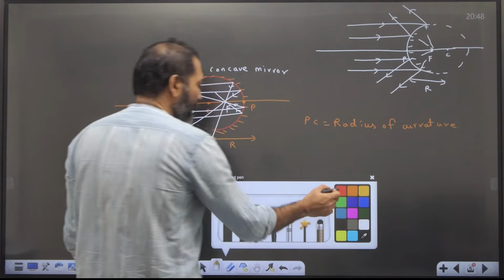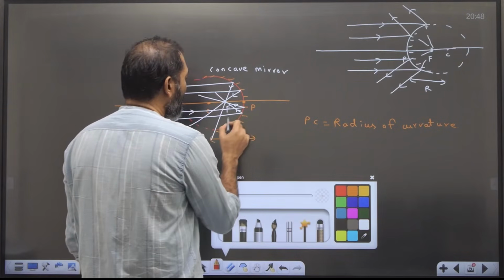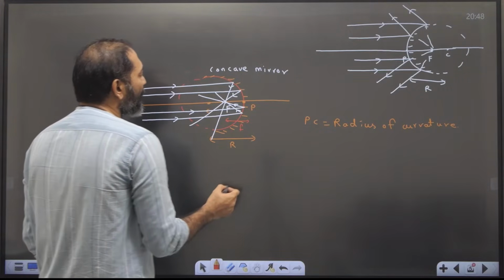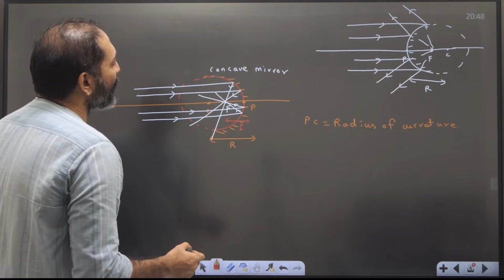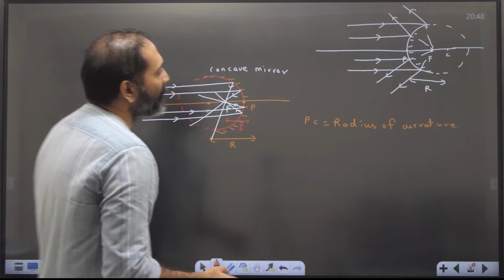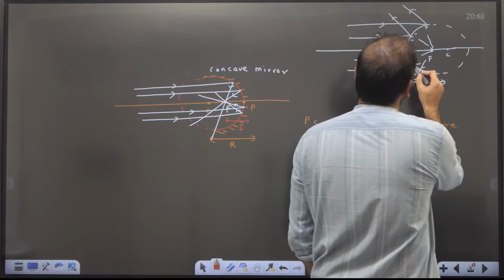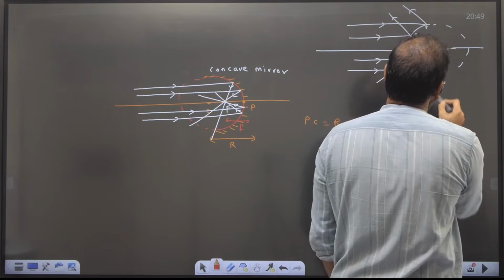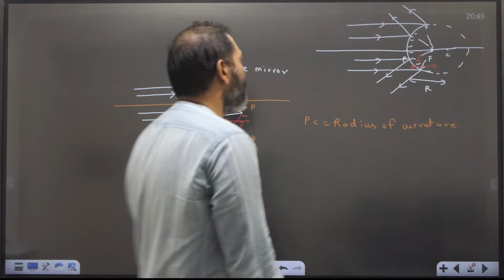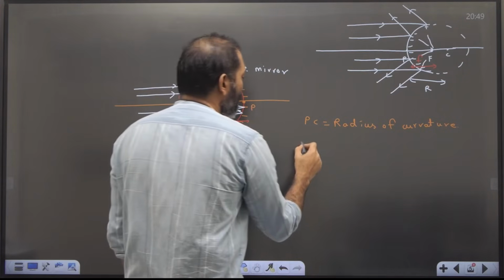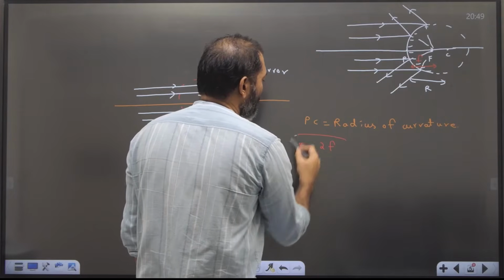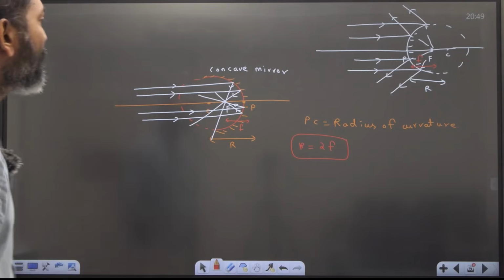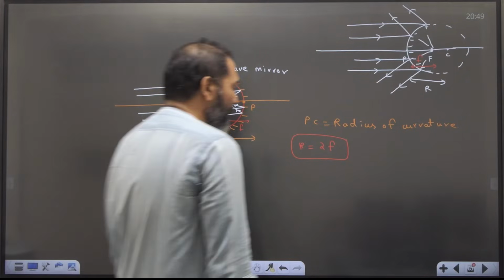Now remember, the distance between pole and principal focus is called the focal length. The distance between pole and center of curvature is the radius of curvature. Here also, the distance between pole and principal focus is the focal length, and the distance between pole and center of curvature is the radius of curvature. Then we can prove that R equals 2F. For a mirror, the radius of curvature is twice the focal length.